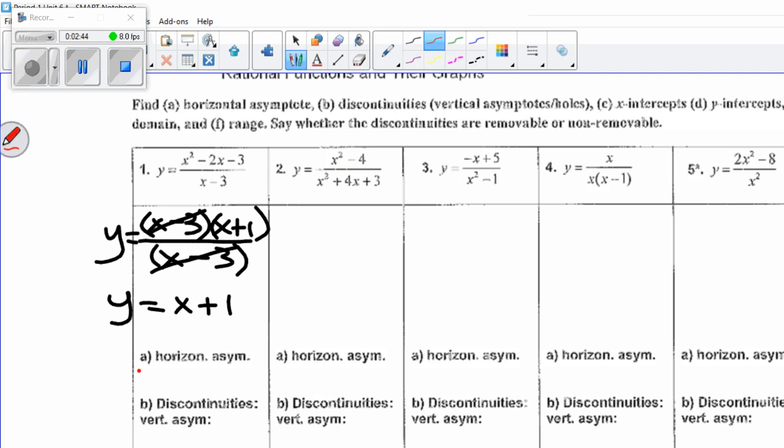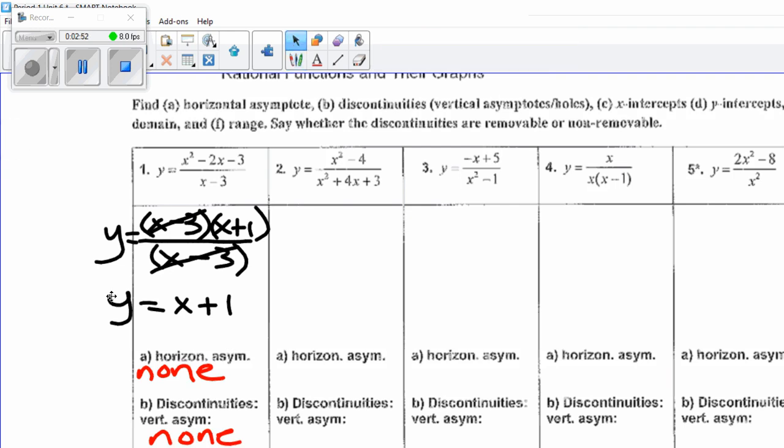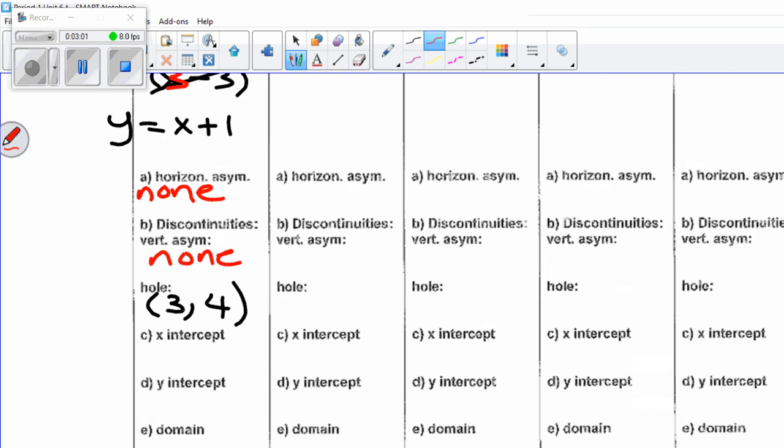So for horizontal asymptote, we're going to write none. Vertical asymptote, none. I have my hole here when x is 3. That would be the hole. And then my x-intercept is where y is equal to 0. To make y be 0, x is going to be negative 1.